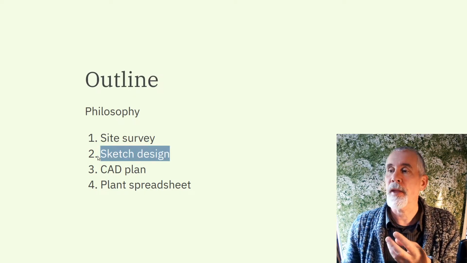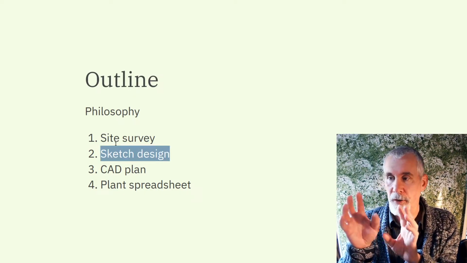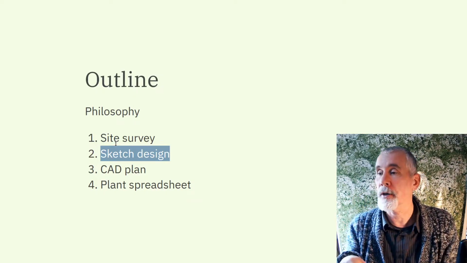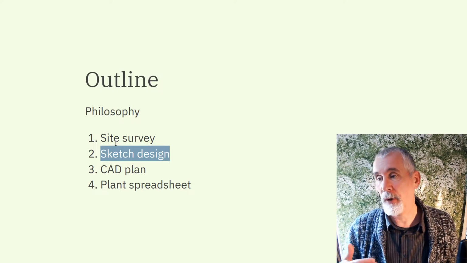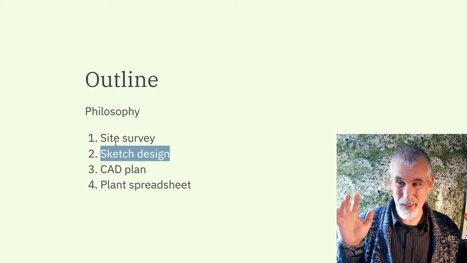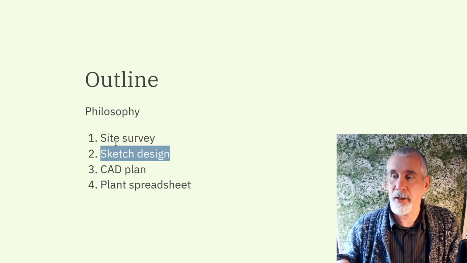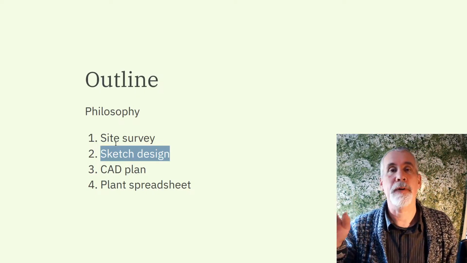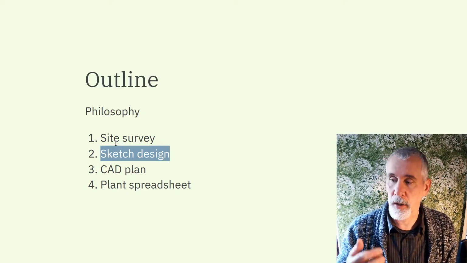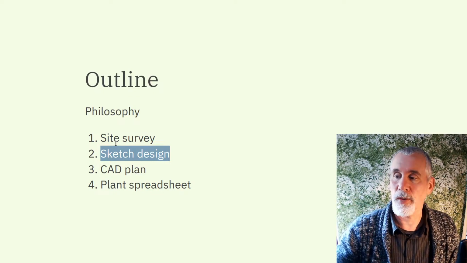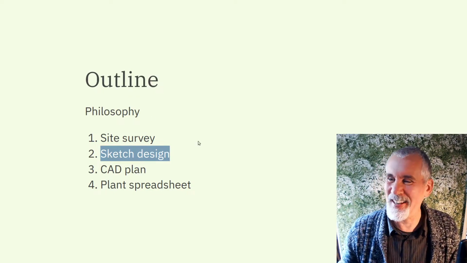Sketch design is the more detailed overview of the different elements of the garden, and providing costings as well. A detailed CAD plan. This is the detailed, actual plant design, from the canopy layer right the way down to the basic perennials and ground cover, and then finally the plant spreadsheet where you tie everything together with a full list of suppliers and costings and a schedule and ongoing management as well. So that's the outline for today.